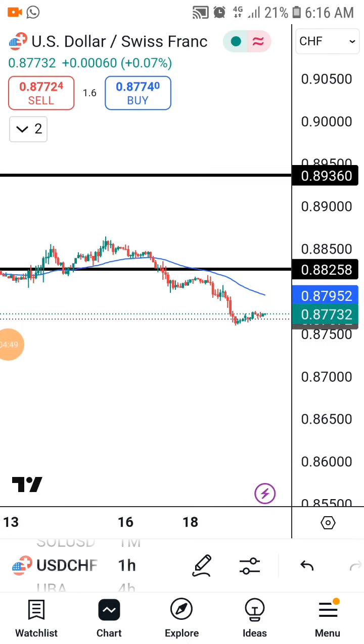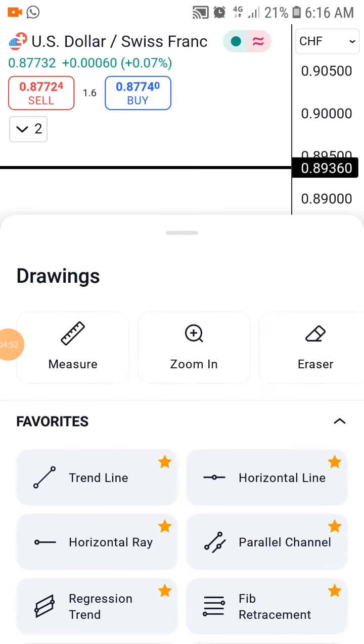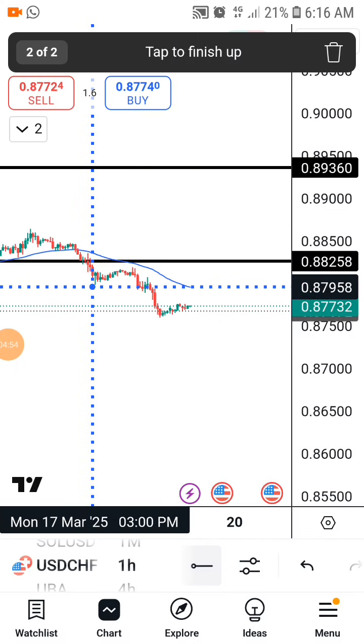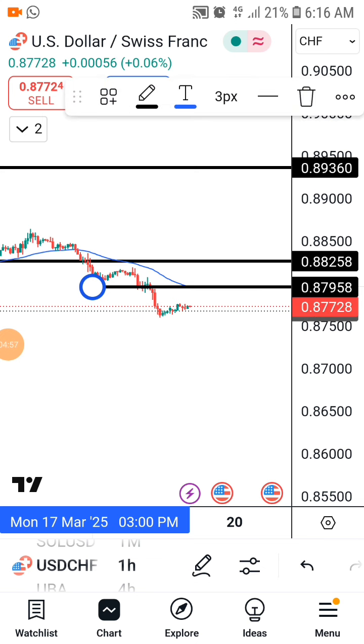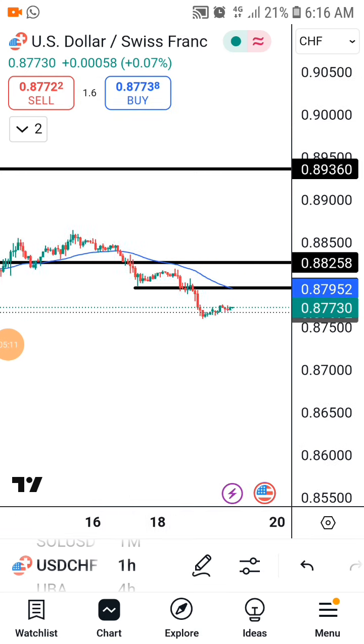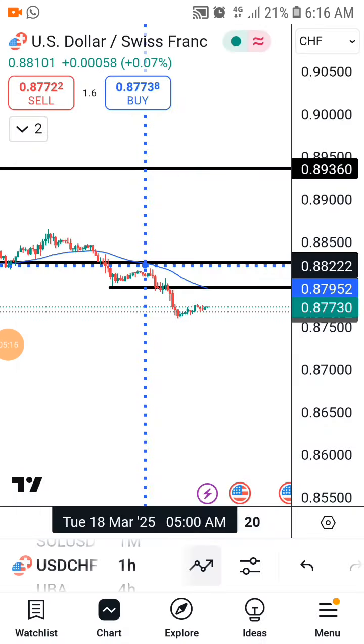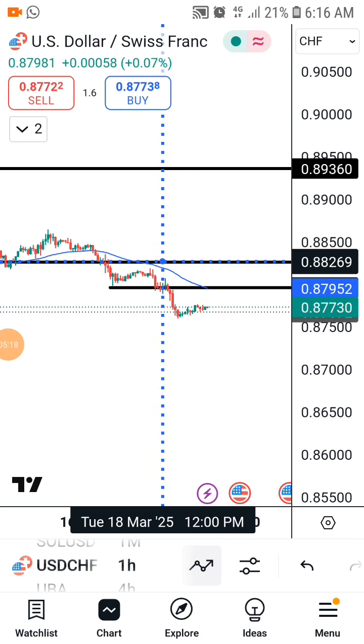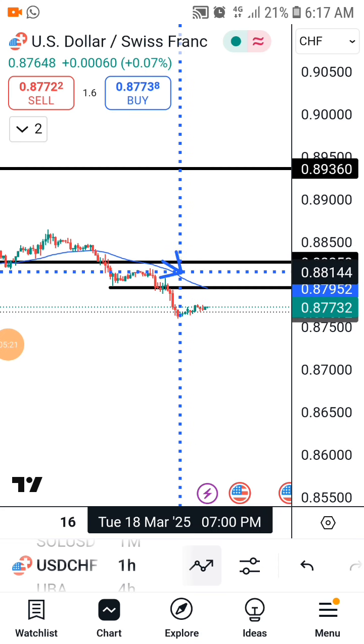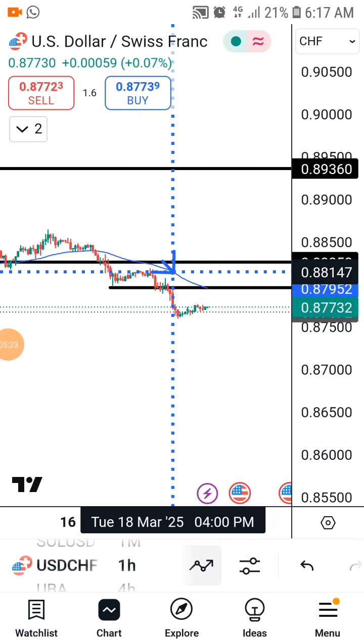Can you see? So this is our 1 hour. This 1 hour 50 moving average can be broken. We call that a mini resistance. A mini resistance. It can be broken. This is our higher time frame resistance here. Our higher time frame resistance is the 4 hour 50 moving average.